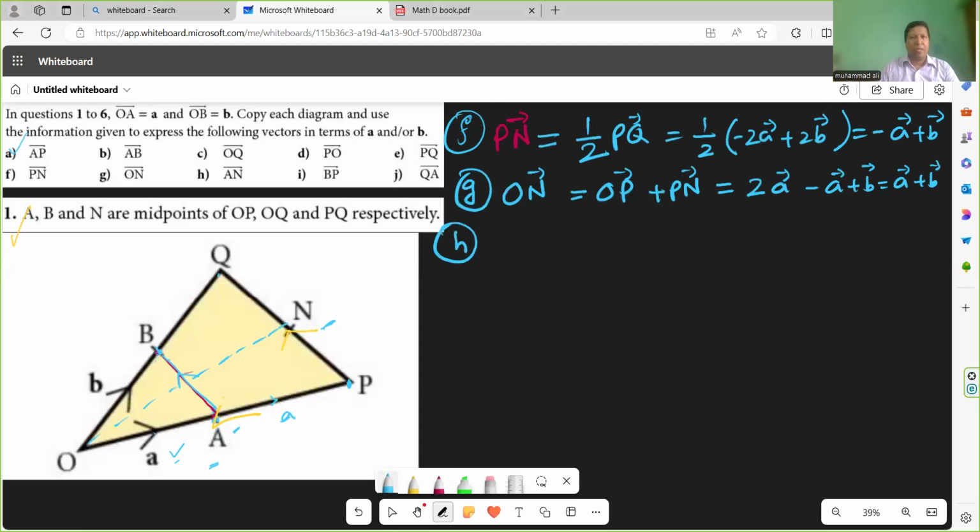Now H number, AN vector. AN vector, this one, you can write AP vector plus PN vector. AP equals A vector and PN equals minus A plus B, so it will be B vector.